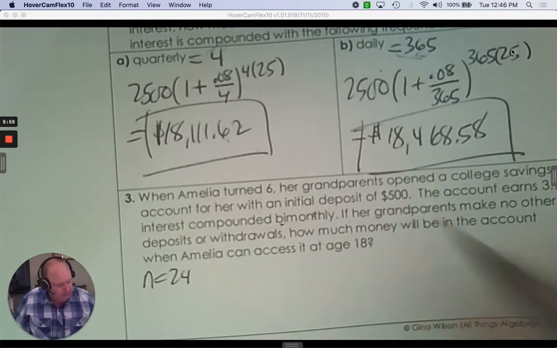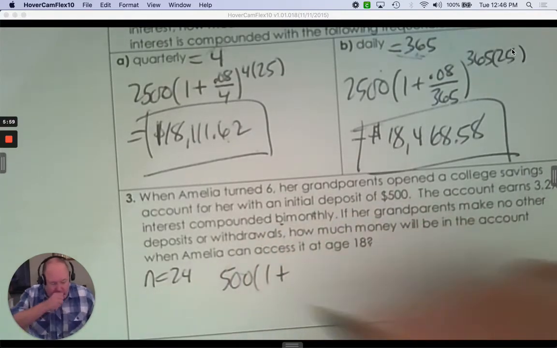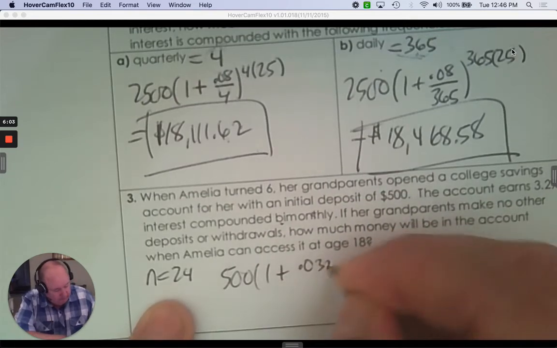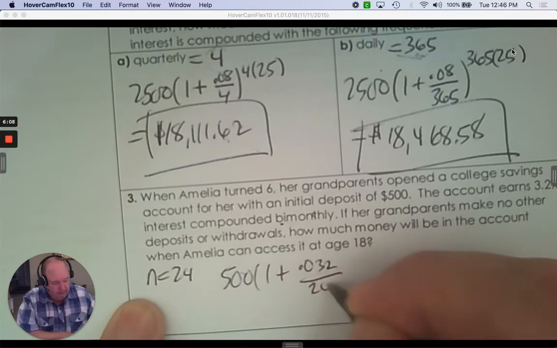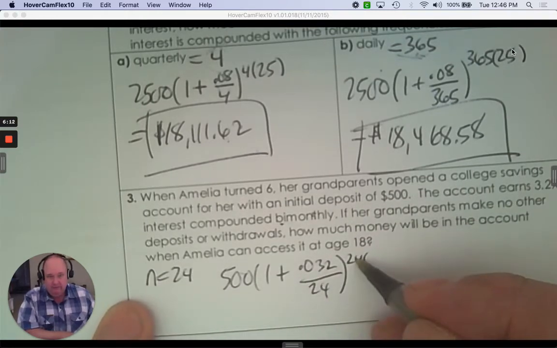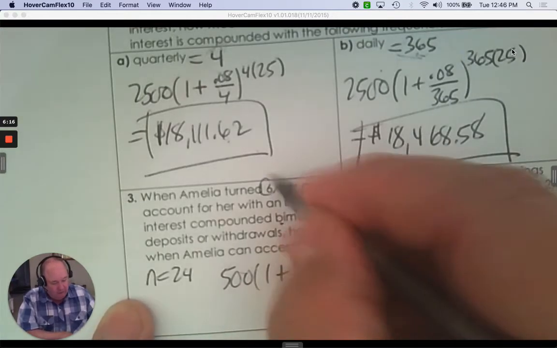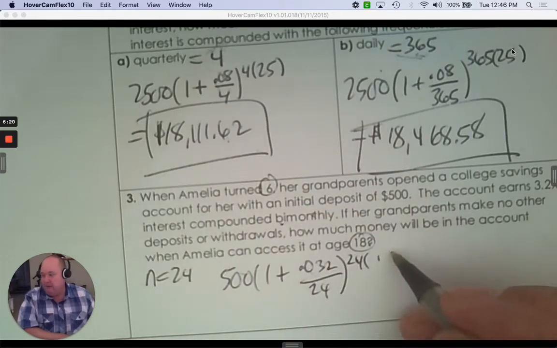What's the initial amount that goes in? So it's 500. The interest rate is 0.032. So you write it as a decimal, divided by 24. Write it down here and here. Times, well, at the age of 18. So 6 to 18, how many years went by? So you can see that's 12 years.